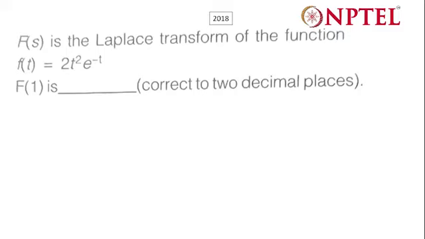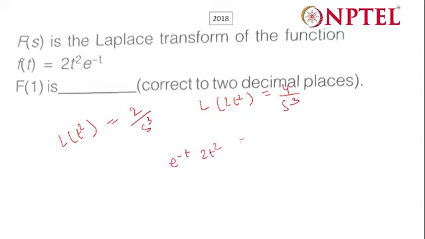See, let's solve this question. So, your Laplace transform of t square will be 2 factorial, that is 2, divided by s cube. So Laplace transform of 2t square will be 4 by s cube. Then Laplace transform of e to the power minus t times 2t square will be 4 divided by s minus a, here it is minus 1, so s plus 1 whole cube. So this will be your F(s).